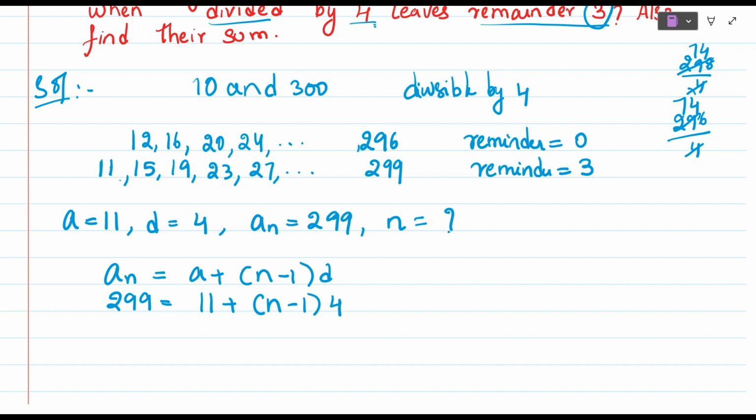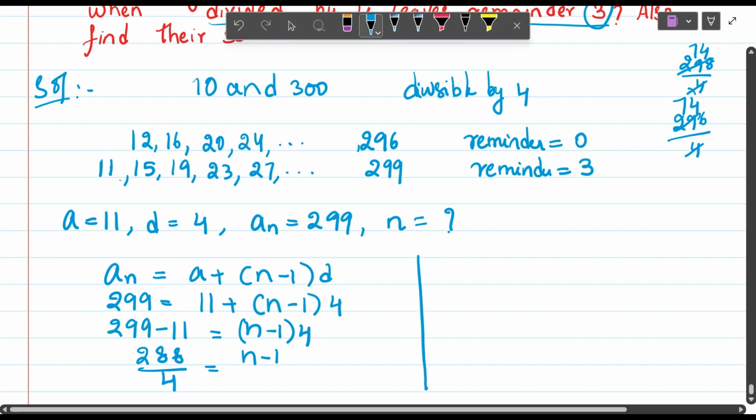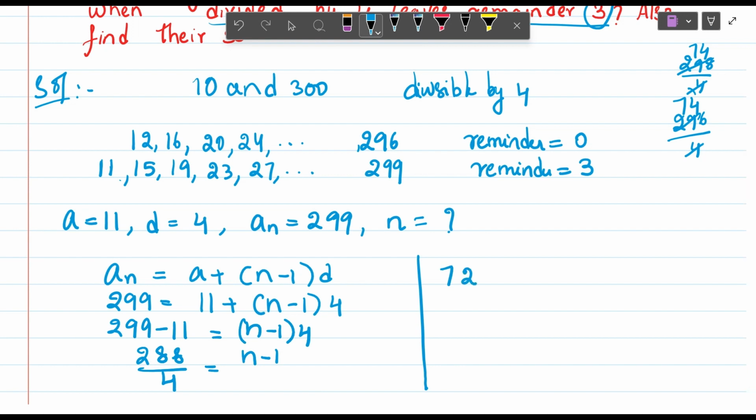Okay. So now transpose this 11, you will get 299 minus 11 will be equal to n minus 1 into 4. Okay, 299 minus 11 gives 288, and transpose this 4 to this side, you will get 288 by 4 is equal to n minus 1. Now I am going to solve here, students. So this gives 72 is equal to n minus 1. I think you know solving. So 73 will be equal to n.